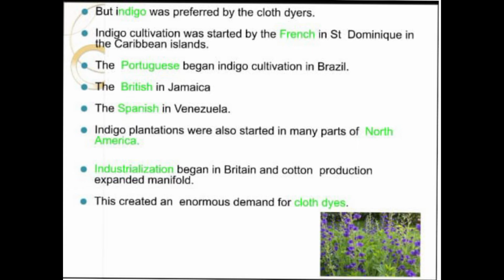Indigo cultivation was started by the French in St Domingo in the Caribbean islands. The Portuguese began indigo cultivation in Brazil. British started in Jamaica. Spanish started in Venezuela. The indigo plantations were also started in many parts of Northern America.